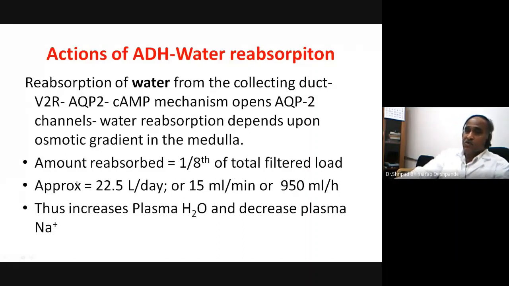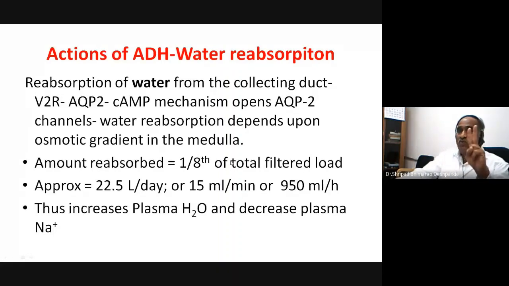Many of the textbooks mention that if I convert it for a day, it would be around 22 to 23 liters per day, or per hour, it may be about a liter per hour. So this is approximately the value I gave you. This type of water reabsorption is dependent upon the function of the hormone ADH. This is called facultative reabsorption of water. Facultative means depending upon some factors that govern the water reabsorption.